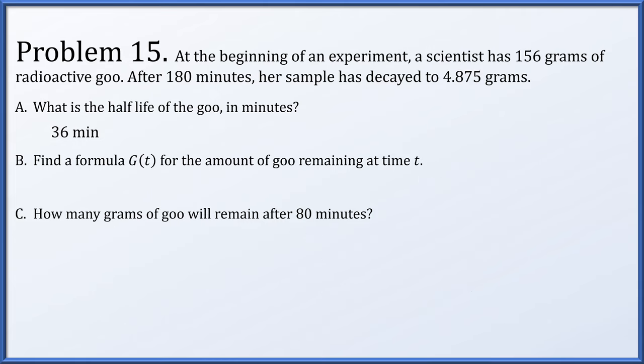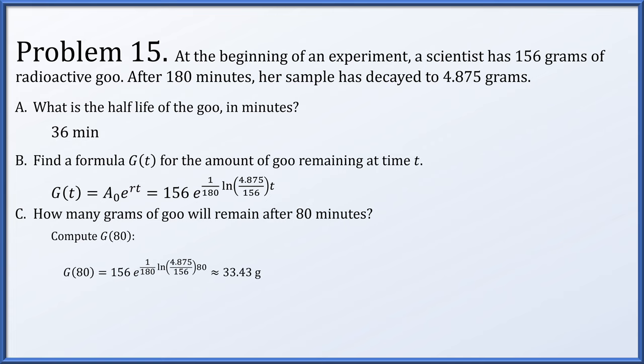In part B, we're asked to find a formula, g of t, for the amount of goo remaining at time t, which we've pretty much already done. It's following this exponential model. We know that the initial amount is 156 grams, and we solved for r in part A. Part C, we're going to use this formula to answer how much goo remains after 80 minutes. So we set t equal to 80 and simply plug and chug, and we end up with about 33.43 grams.